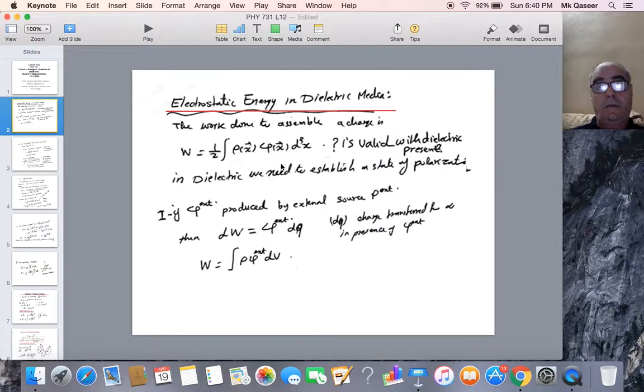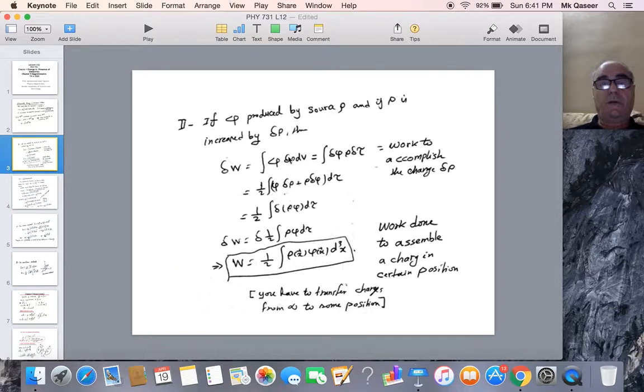This is the work done to assemble a charge, which is given by half the integral of rho phi d3x. Now, if there is a charge dq in the presence of an external field, then the work done is phi external times dq. The total work is you have to integrate over rho dv. If phi is produced by the same source, then the work is given by this expression. If you push delta here, we get phi delta rho plus rho delta phi d tau. Then we have the same expression to assemble a charge in a certain position.